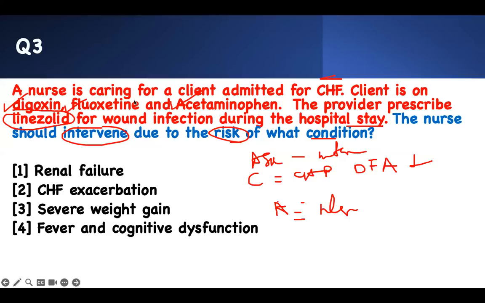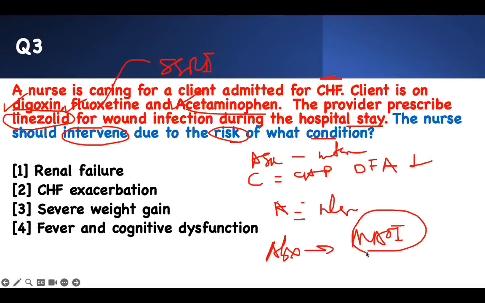Digoxin will take care of the heart failure. Fluoxetine is an SSRI. You get a clue? Acetaminophen is just acetaminophen. Do you know what linezolid is? I'll give you a clue. It was used for infection. It's an antibiotic, but it has MAOI features. It has a low potency effect like an MAOI.